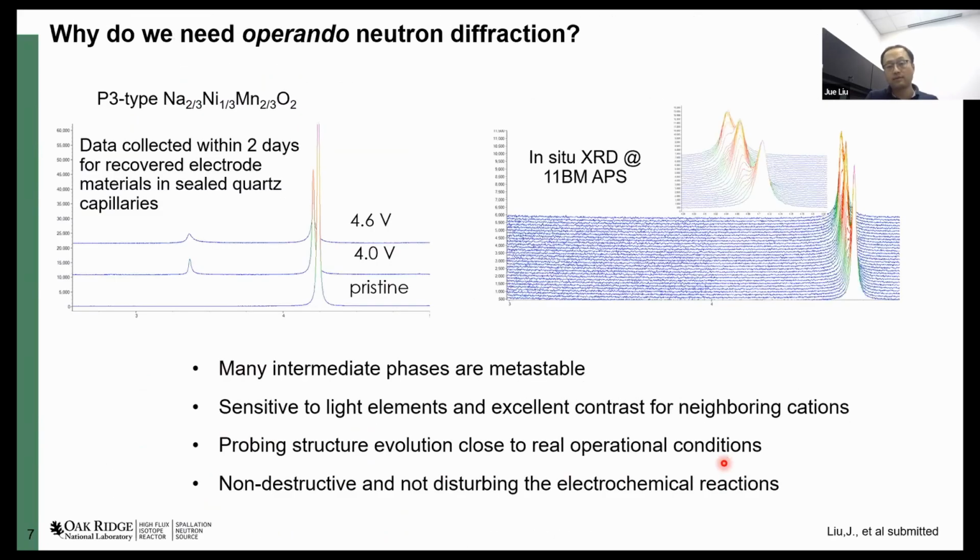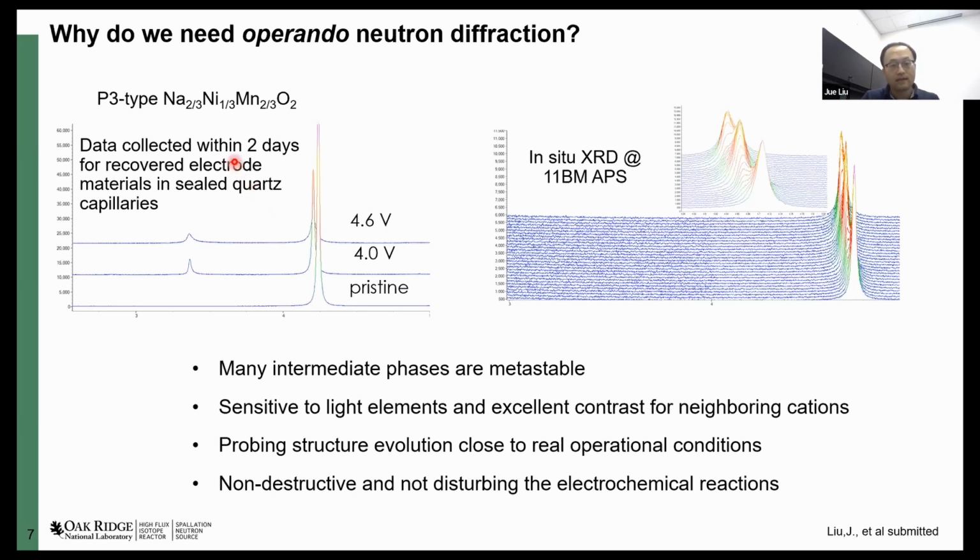So the next question is, since we can already use neutron diffraction to do a lot of ex situ studies on battery materials, why do we need operando? Why don't we just charge a battery to a specific state, extract the material, and then do the characterization? Here is a good example. I hope this convinces you that it's important to monitor the structure transition during operational conditions.